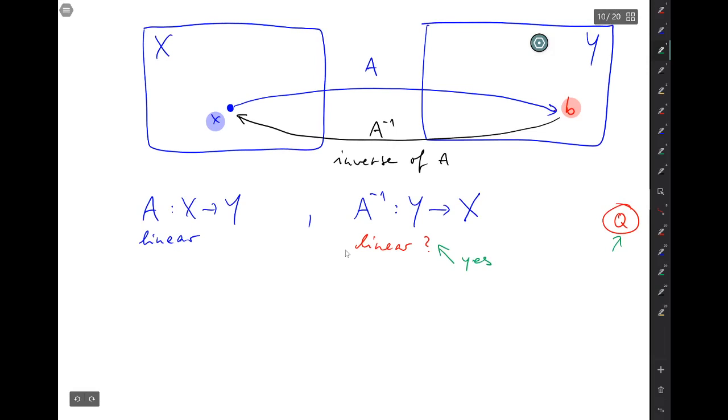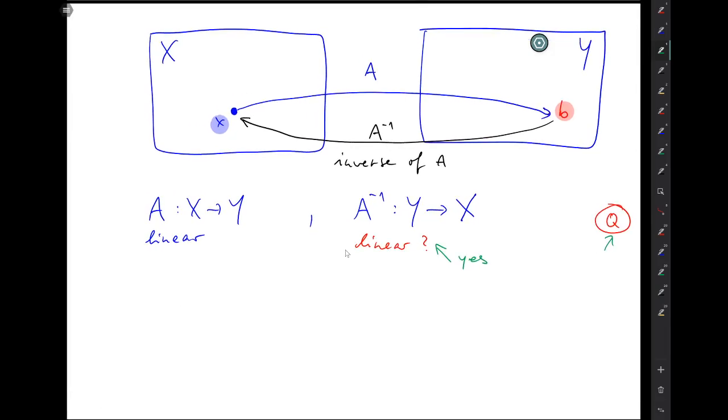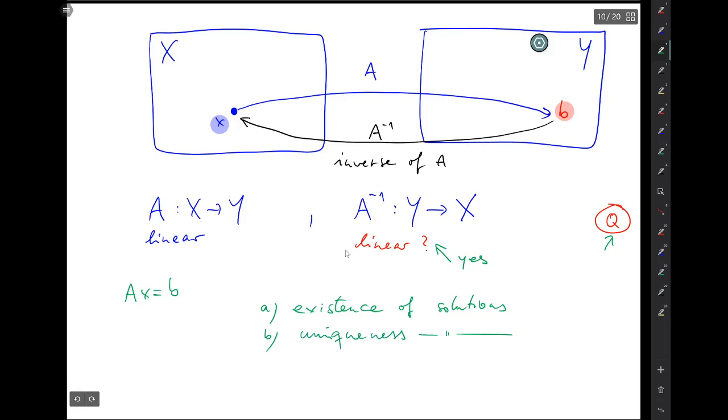Good. What did we do? We studied two properties of the operator of the equation Ax = b. First one was (a) existence of solutions, and the second, (b), was uniqueness of solutions. The first one had to do with, you could spell it out in terms of the image of A being all of Y.